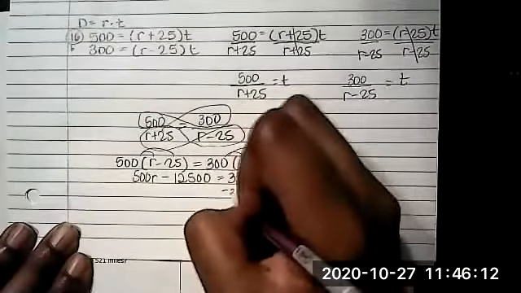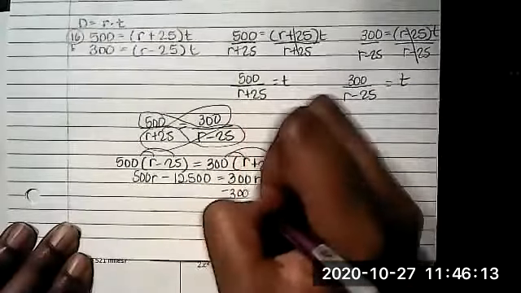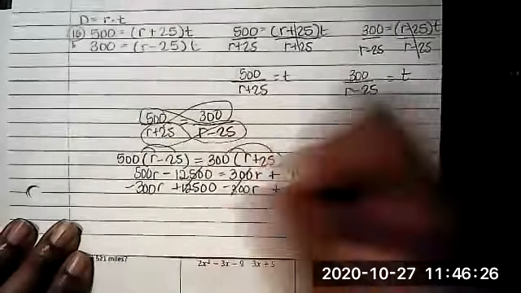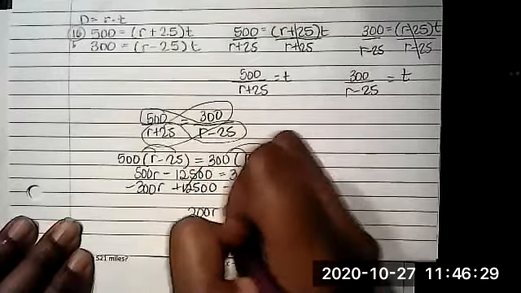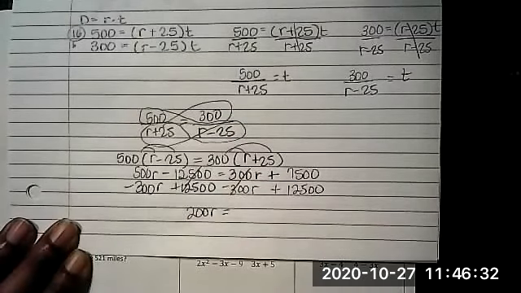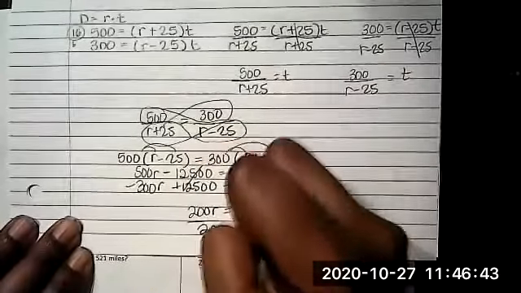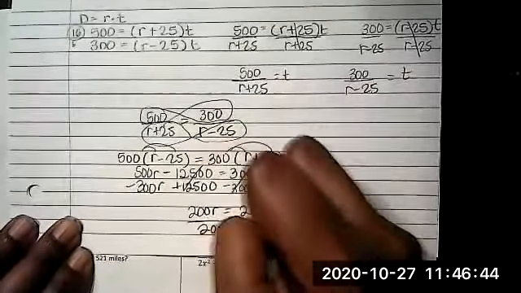Okay. I'm going to subtract 300r and add 12,500, add 12,500, both sides. Okay. Cancels out there. This becomes 200r equals 7,500 plus 12,500. This becomes 20,000. Divide by 200, of course. R is going to be equal to 100.